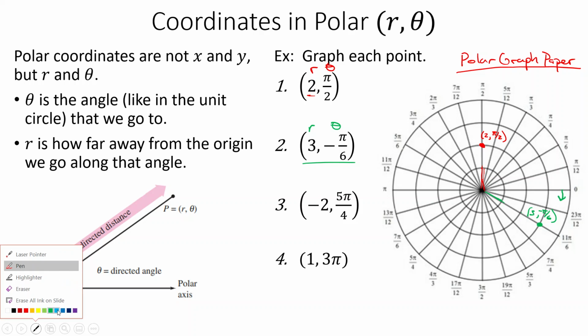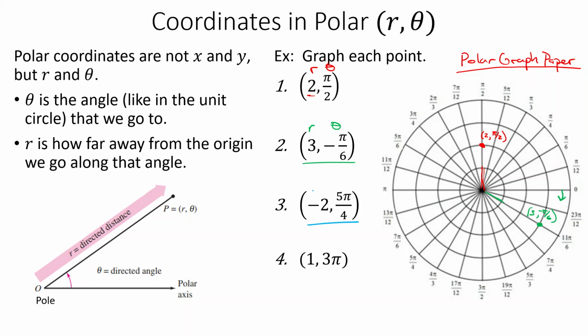All right, another color, sure, blue. All right, so our r is negative 2. Well, that's different. And our theta is 5 pi over 4. So we're going to start from 0 and go around to where 5 pi over 4 would be, which is past pi over 4, and all the way down to this line right here, 5 pi over 4. And then instead of going out 2, we're going to go backwards 2, which is 2 in the opposite direction, which puts us right there. So we're at negative 2, 5 pi over 4.